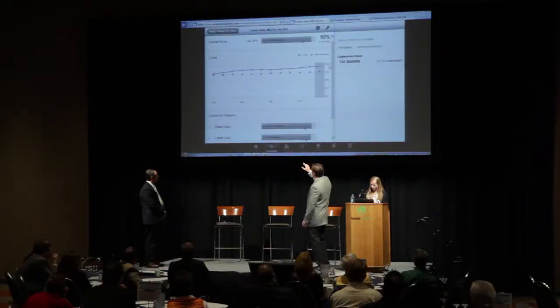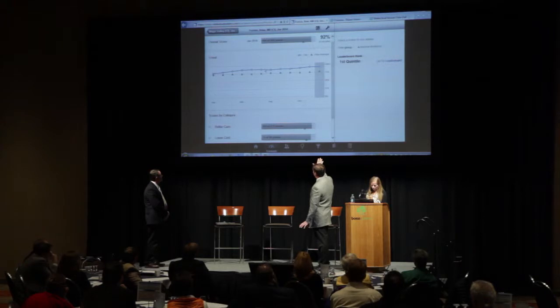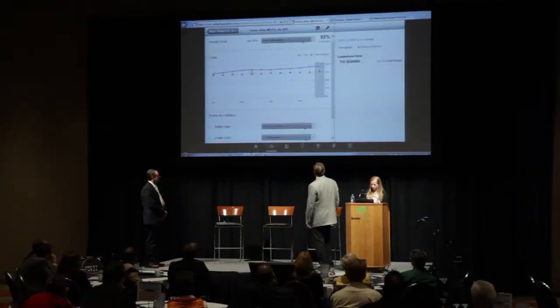So anyway, back to what we have here. The blue line is my performance, which thankfully right now is above the triangles. The triangles represent the other internists in the St. Luke's Health System and where they're performing in this. And you can see the trend moving around.